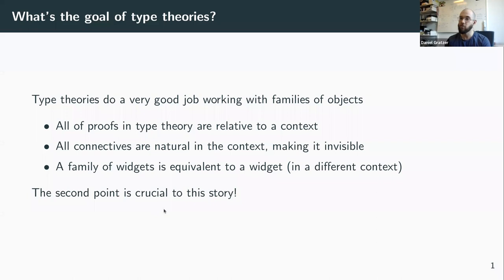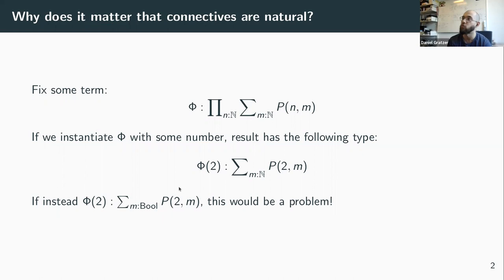But I want to emphasize that having this naturality in the context is quite crucial to making this work. So I have a sort of hyperbolic example of what goes wrong without this naturality. Imagine that we have a term phi of type for all n, there exists some m such that dot dot dot. And if we actually instantiate this with, let's say, 2, it's rather important that the term that we get out has the type there exists some natural number such that, and so on.